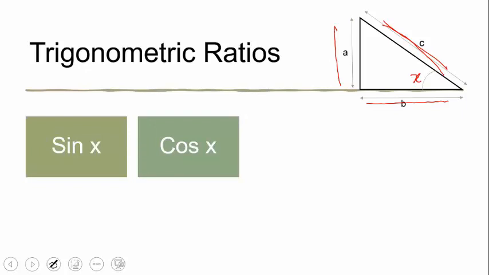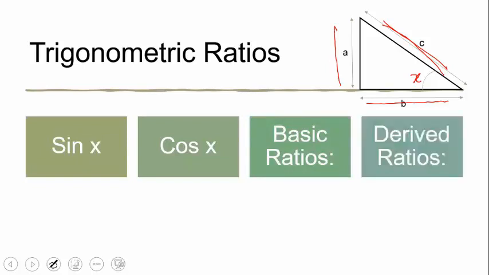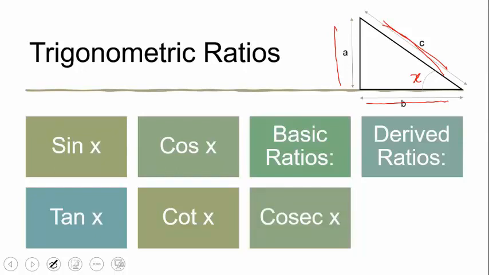These two ratios include all three sides of a triangle, so we take them as the basic ratios. All other ratios can be derived from these two ratios. Like tangent is the ratio of sine and cosine. Cotangent is the reciprocal of tangent. Cosec is the reciprocal of sine, and sec is the reciprocal of cos. Remember that these ratios are just the names of different comparisons of lengths with respect to the angle x.